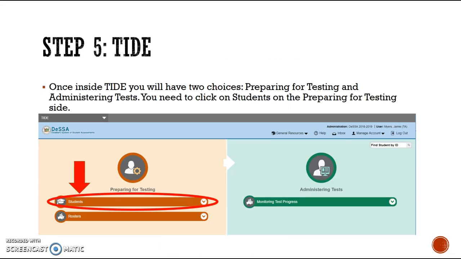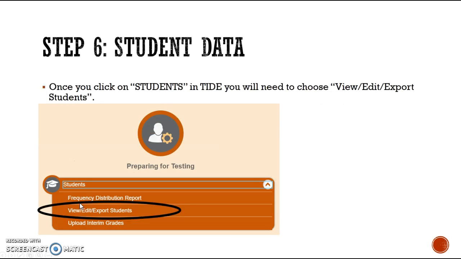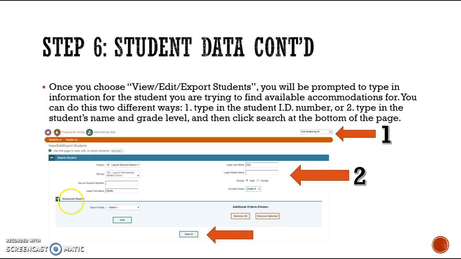Once inside TIDE, you have two choices: preparing for testing or administering the test. Right now, we're just preparing for testing, and we need to make sure that our students are prepared. So you're going to click on the Students button. When you're in here, you're going to view your students, and this is where you have to enter information. You can either do it, number 1, by entering the student ID number, or 2, you can enter the student's name. Once you do one of those two things, then you would click Search.